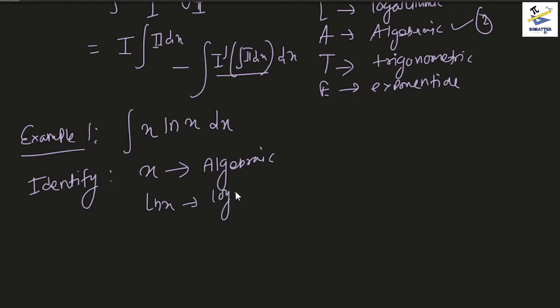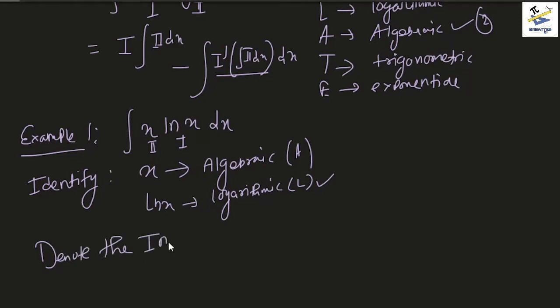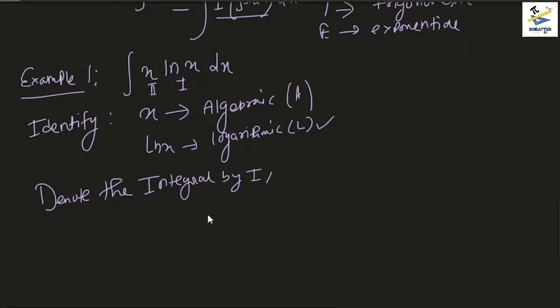ln x is logarithmic. So which one is more up the list? Obviously L, right? So L should be treated as the first function and x should be treated as second function. So denote the integral by I, and what we get here is I equals integral of x log x dx.